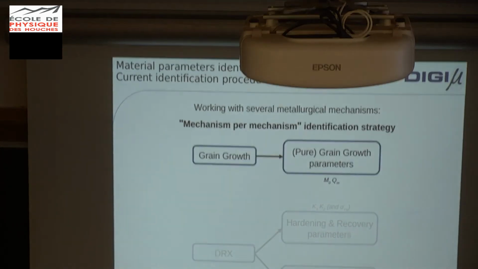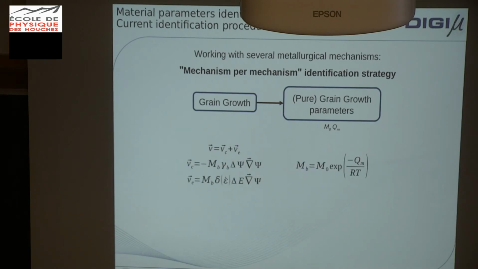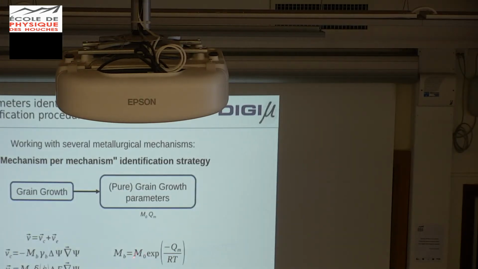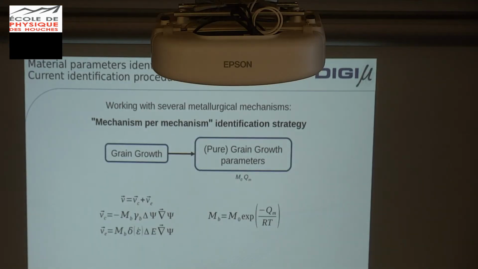At first we will take a look at grain growth parameters. The parameter that will interest us today for grain growth is the mobility parameter. In our model it is described through an Arrhenius law, so the two parameters that we have to give as input for the model are M0, the pre-exponential factor, and QM, an activation energy.